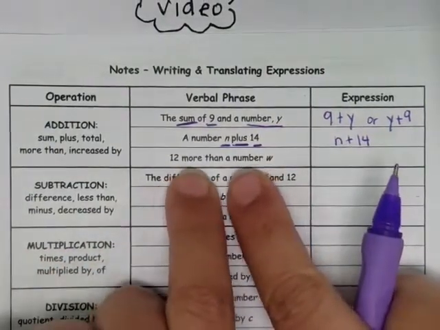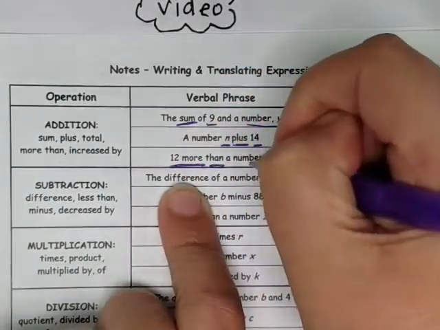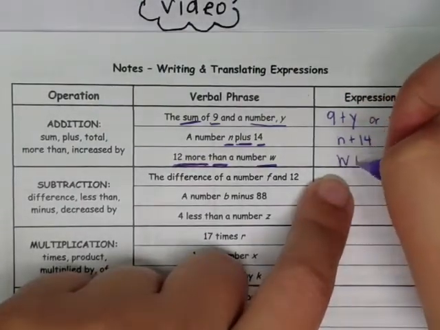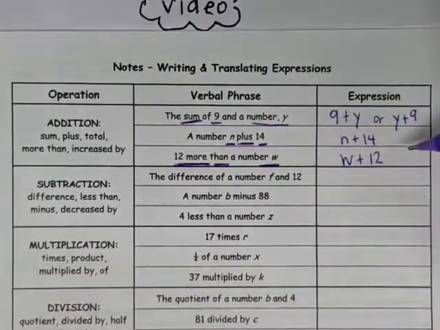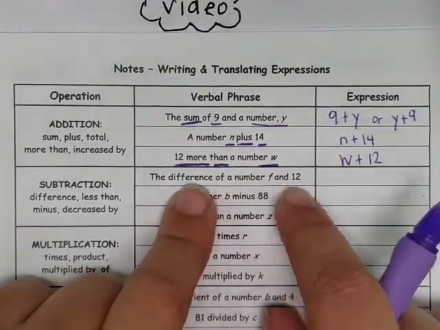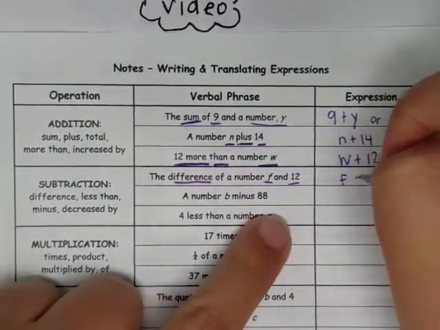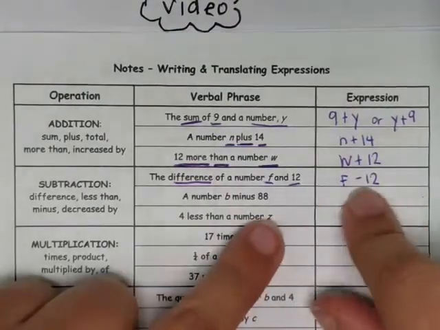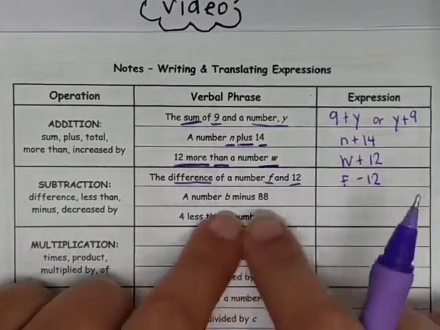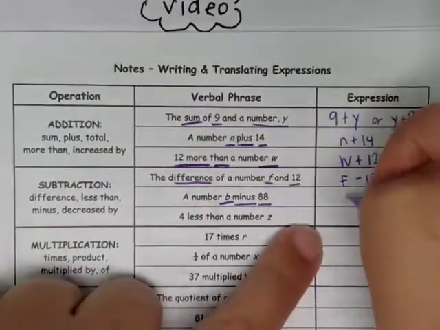And then our third example, 12 more than a number w. So I'm going to be adding 12 to w, so w plus 12. So here the order doesn't really matter, but when we get to subtraction, order does matter. All right, the difference of a number f and 12. So difference, we know we're going to be subtracting, of f and 12, so f minus 12. I can only write it in this order because subtraction order does matter. It does not have the commutative property. A number b minus 88, so b minus 88.